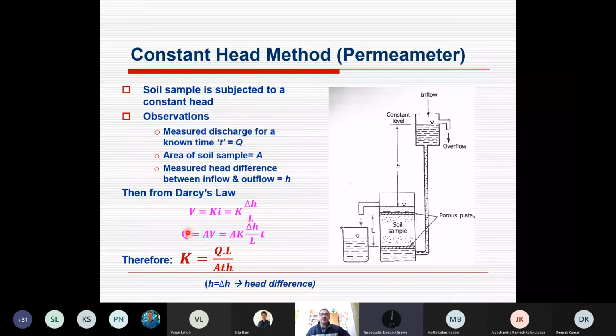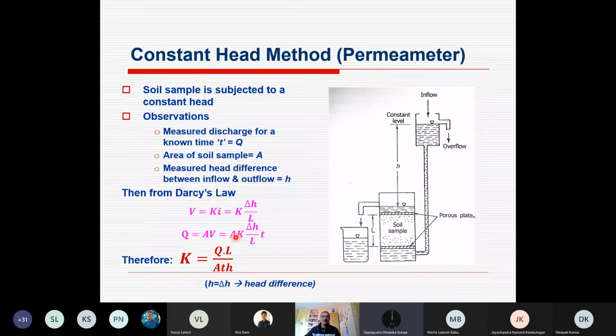So we can now take the discharge because we have measured the discharge. Discharge is equal to area into velocity. We know the sample area, that is A, and v, the velocity of flow. So discharge is Av, which is simply equal to A K delta H by L, in time T. Now to find the hydraulic conductivity of this soil, K is equal to QL divided by A delta H and T. So A T H, where H is basically delta H, the head difference.